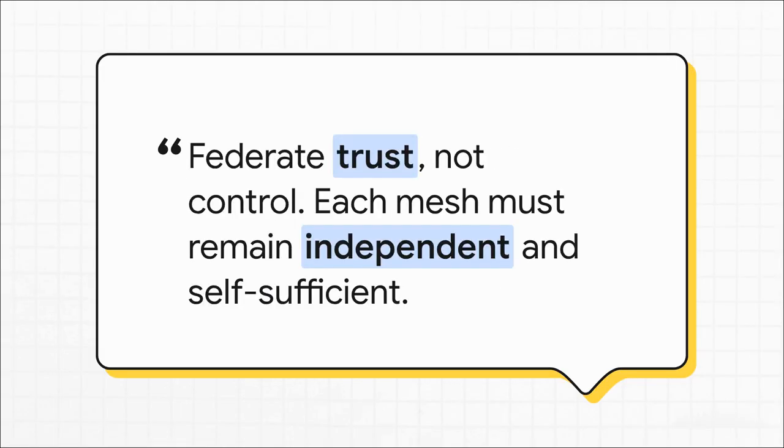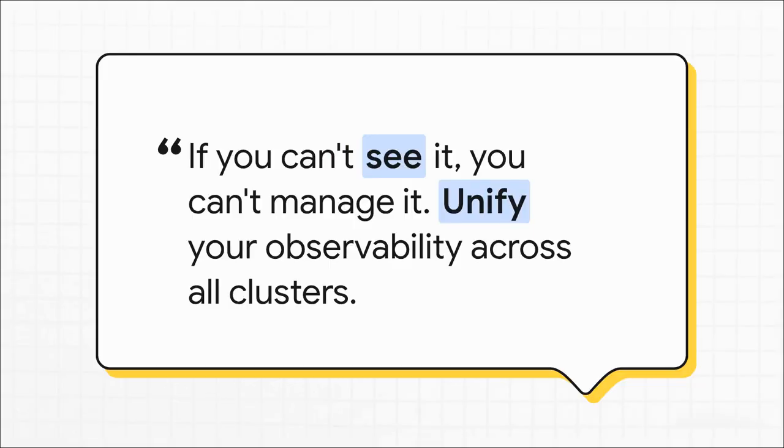Second, and this one is so critical, federate trust, not control. That means you let the meshes securely talk to each other, but each mesh's control plane remains its own boss. Because if you centralize control for everything, well, you've just created a brand new giant single point of failure that can take down your entire global system at once. Principle number 3. If you can't see it, you can't manage it. It's that simple. You absolutely have to have a single pane of glass for your logs, your metrics, and your traces that covers all your clusters. Trying to debug a multi-region failure by jumping between 5 different monitoring systems is a complete nightmare.